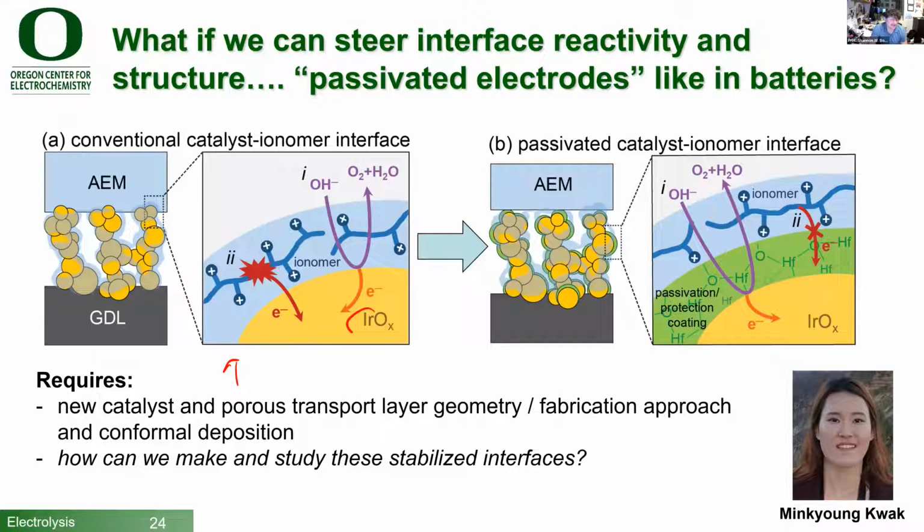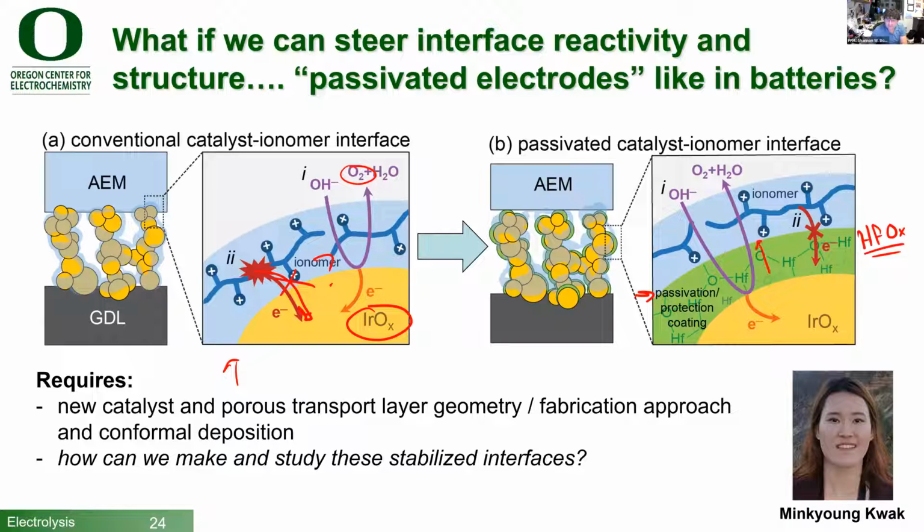We think if you had a catalyst like iridium or cobalt or any of these catalysts, when they're trying to make oxygen, some fraction of the current is going to oxidizing the ionomer. We don't want this to happen. So how do we stop that? So if we could build a thin layer, here I'm showing HfO2, an amorphous hafnium oxide layer we've been studying, to passivate the electrode.